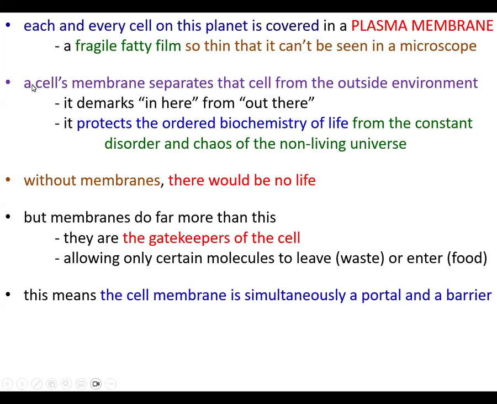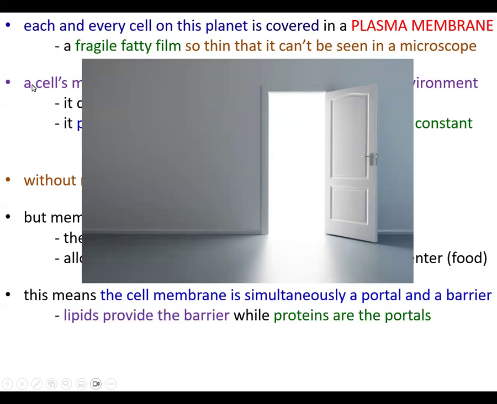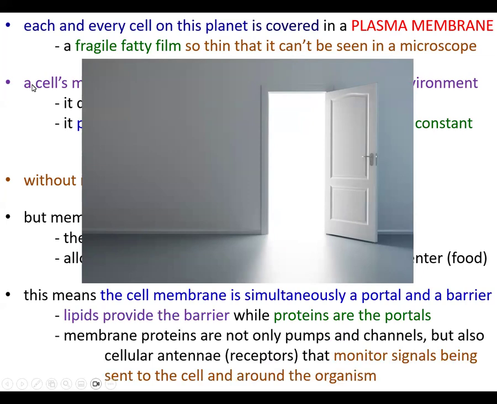So this means that the cell is simultaneously a barrier and a portal. And I love this analogy, right? This is what a membrane is. You're looking at it. It's a barrier, like a wall, but a barrier with portals so that there can be entry and exit. It's the phospholipids of the membrane that create the wall, the barrier of the cell, and it's typically membrane proteins that make up the portals. These are channels and pumps, things we'll talk about next week. Next week. Yeah, next week.